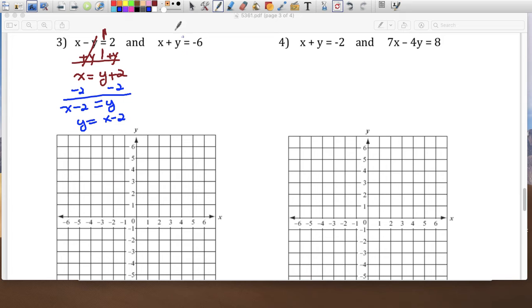Okay. On the other side, this one is easier because the y is already positive, so I don't have to do anything. But I want to get this x on the other side, and to do that, I'm going to do minus x. That gets rid of this x on that side, and I'm going to put the minus x on the other side. Whatever you do to one side, you do to the other. So now I have y left over here, and I get minus x minus 6, and that's my second equation. So I'm going to be working with this and that.